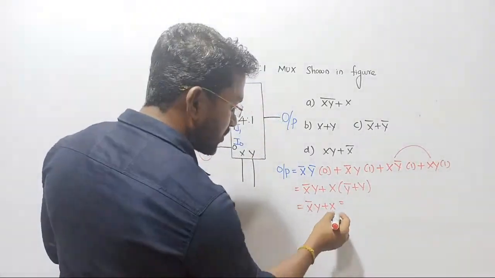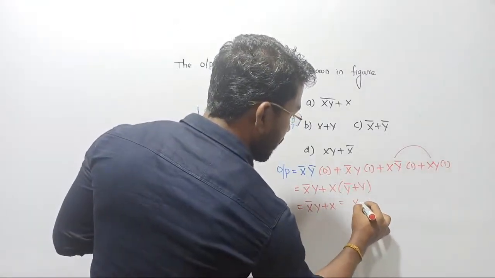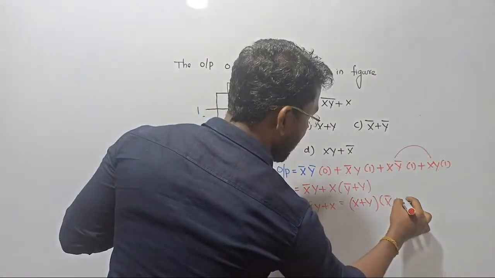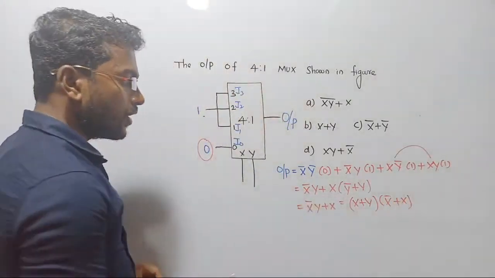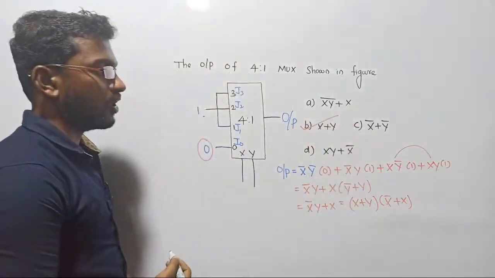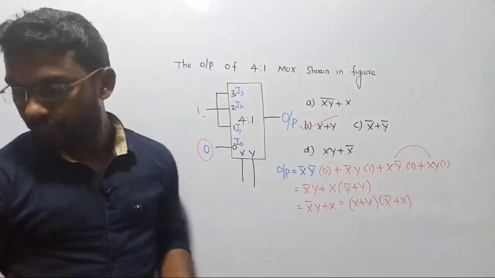Yes. According to the distribution theorem, this function can be rewritten as X plus Y into X bar plus X. Anyway, X bar plus X is equal to 1. So the answer is 1 into X plus Y. 1 into X plus Y is equal to X plus Y only. So the correct answer is option B, right?